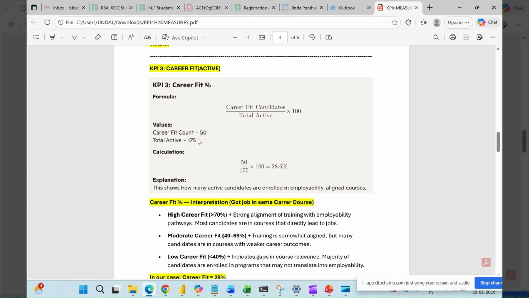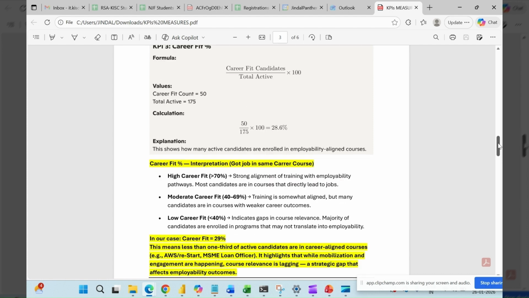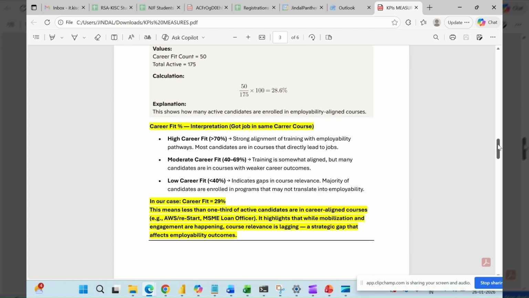So 50 divided by total active 175 into 100 becomes 28.6%. So it is more than 28. It is equal or greater than 28.5%. It becomes 29% as we round the figure. So the interpretation is like that: got job in same career course.